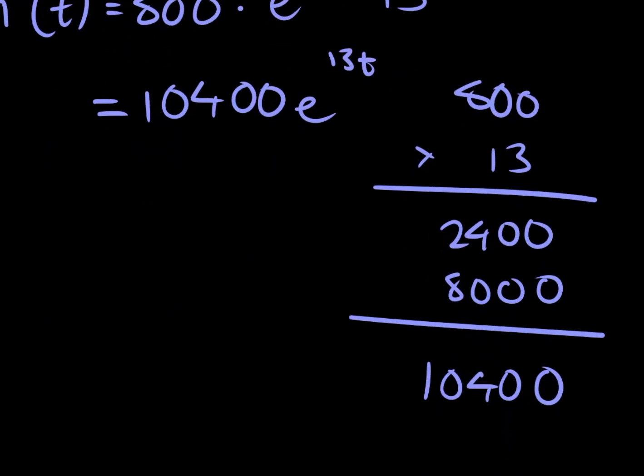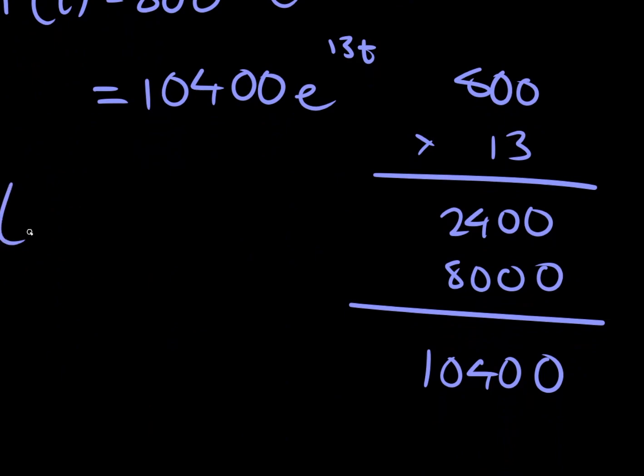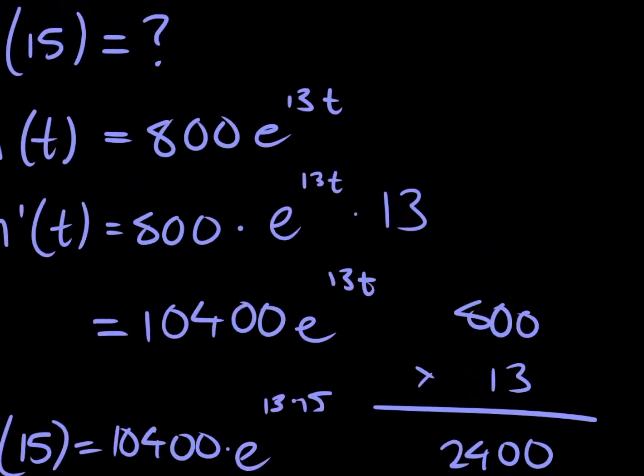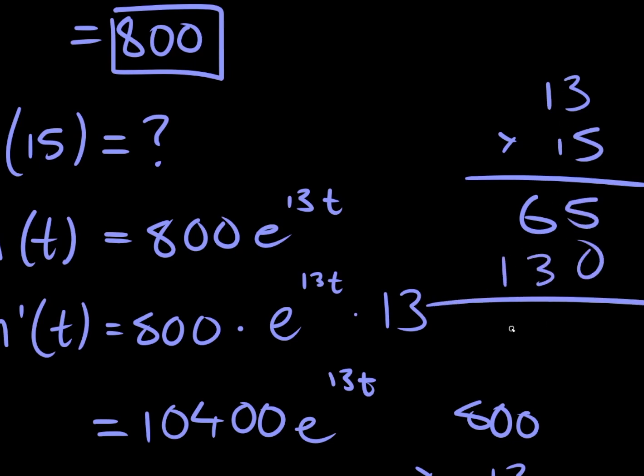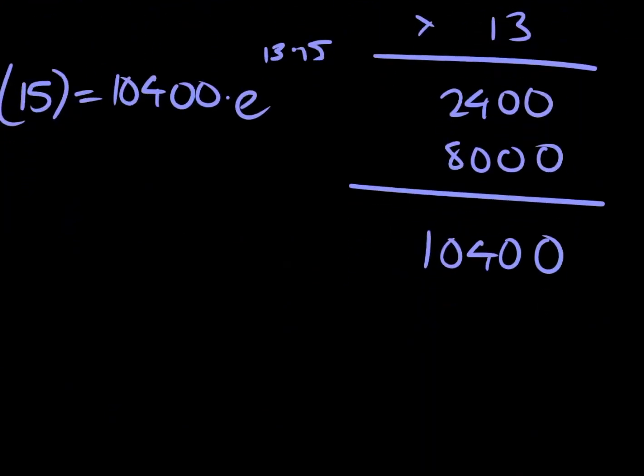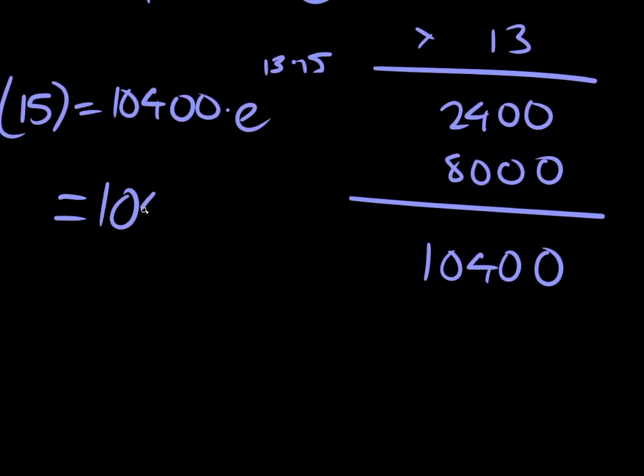And then we'll have to plug in 15 and find the rate at that value. 10,400 times e to the 13 times 15. 13 times 15, not something I know off the top of my head. 5 times 13 would be 65, and 10 times 13, 130. We'll get 195. Sorry for the messy board here today. 10,400 e to the 195 will be our answer.